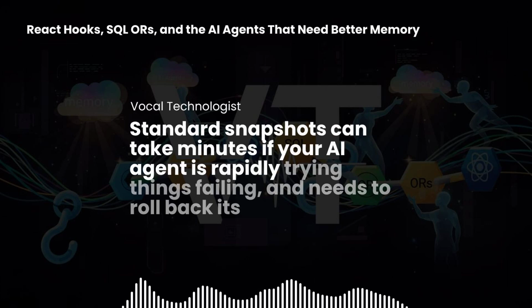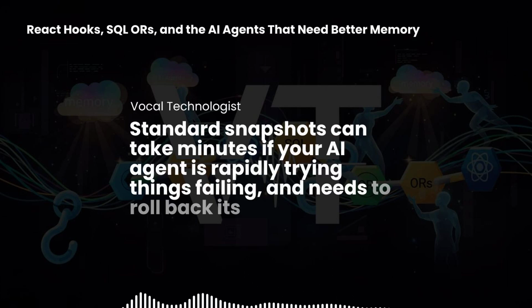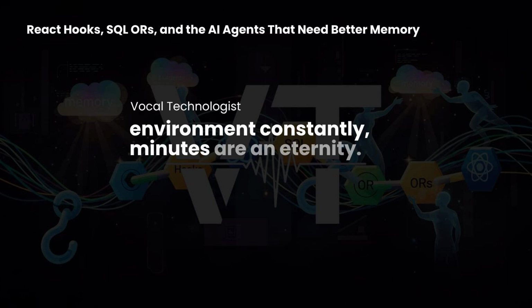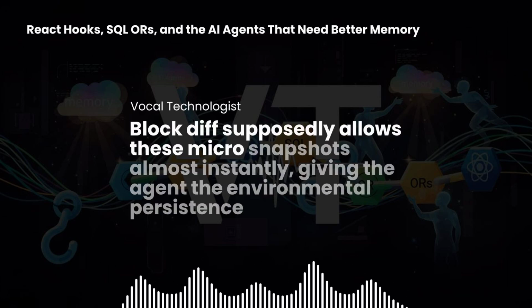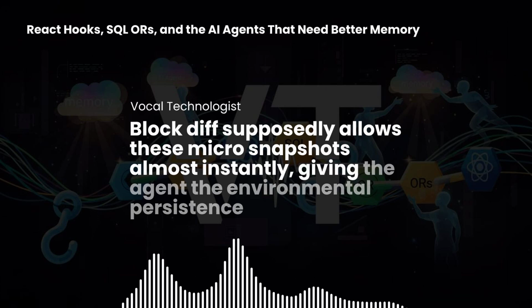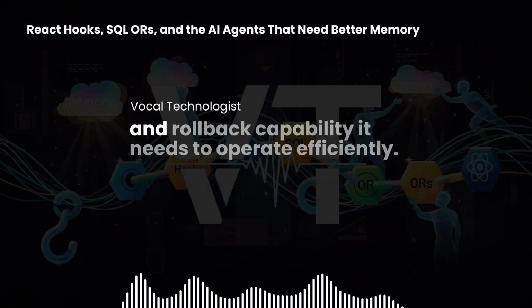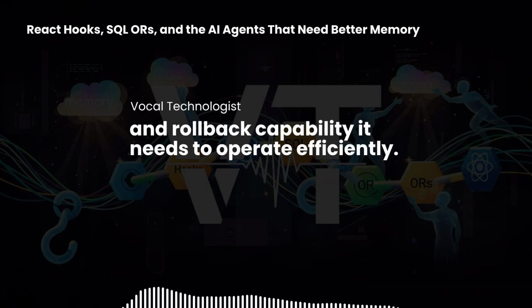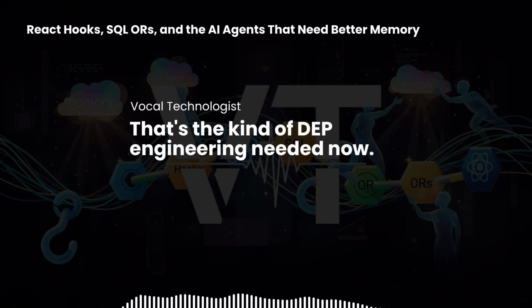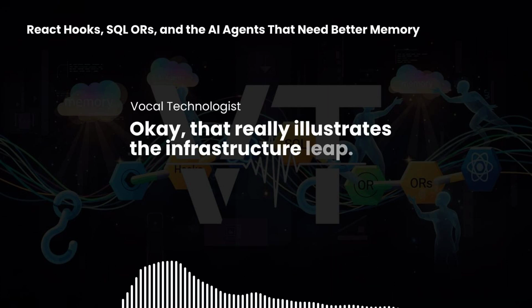If your AI agent is rapidly trying things, failing, and needs to roll back its environment constantly, minutes are an eternity. BlockDiff supposedly allows these micro snapshots almost instantly, giving the agent the environmental persistence and rollback capability it needs to operate efficiently. That's the kind of deep engineering needed now. Wow, okay, that really illustrates the infrastructure leap.